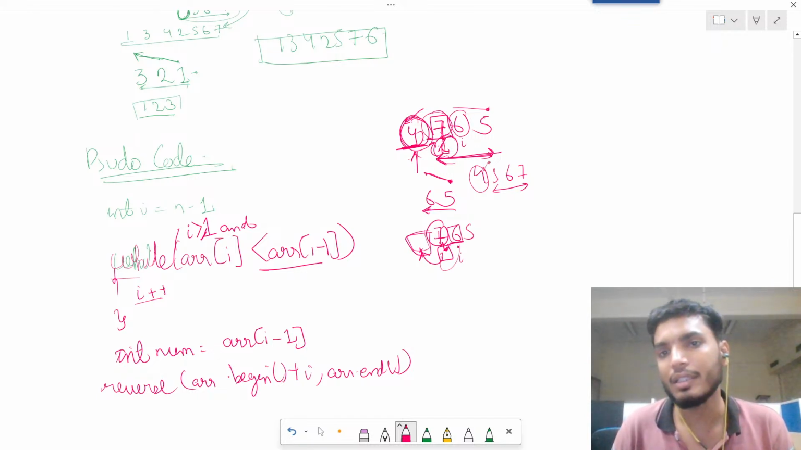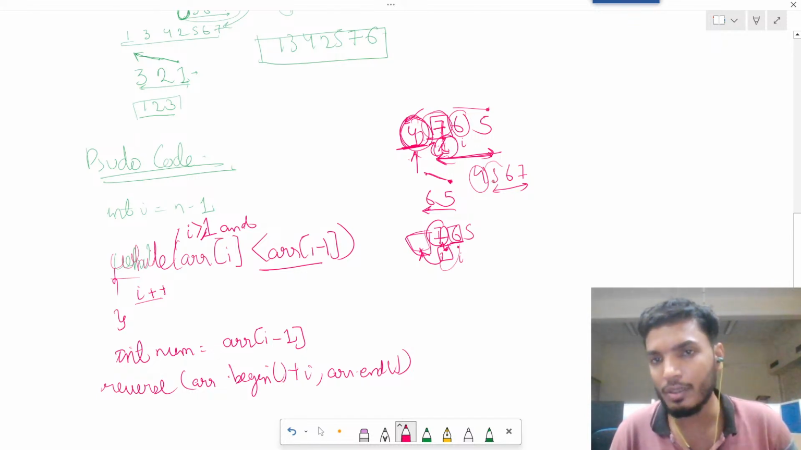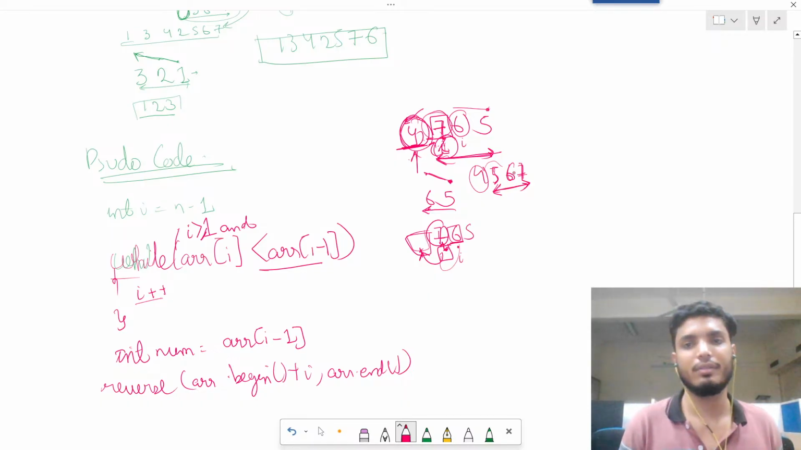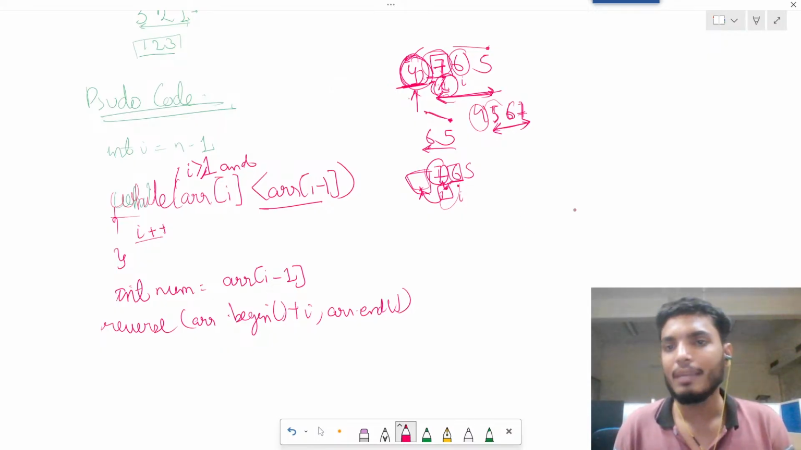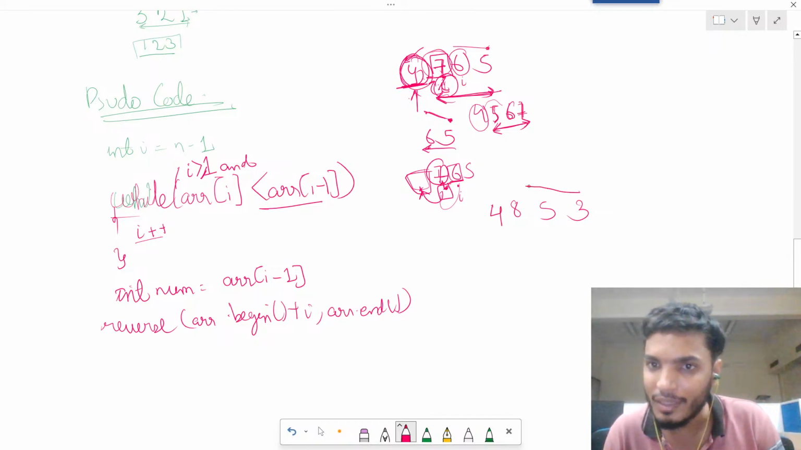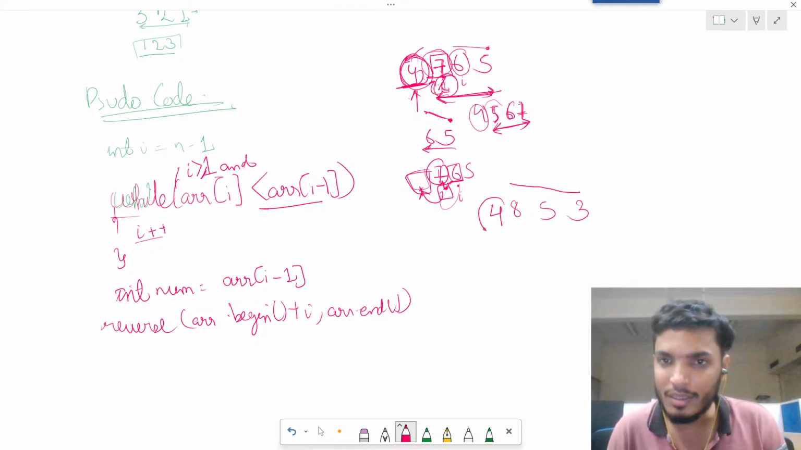Now you will be finding the number which is greater than 4, but just greater than 4, meaning a number that is just bigger than 4. 5 is bigger than 4, 6 is also bigger, 7 is also bigger, but you have to find the minimum of them. Why? Because it can be like this: 3 5 8 and then this number 4. See, this is increasing: 3, 5 and 8. The first point of decreasing is 4.